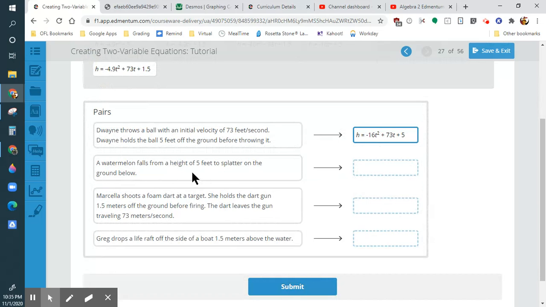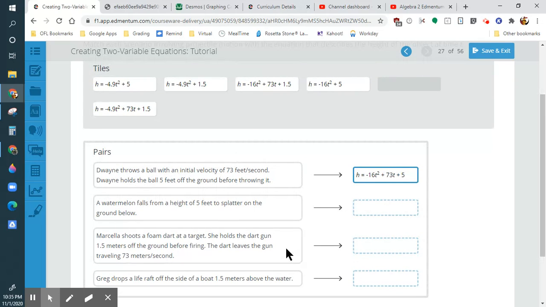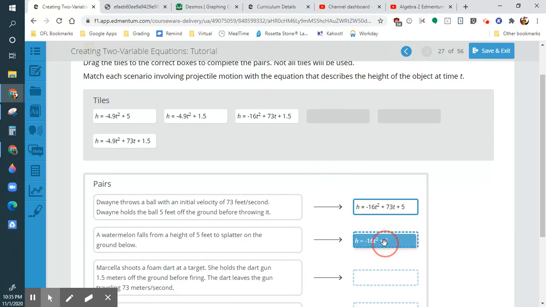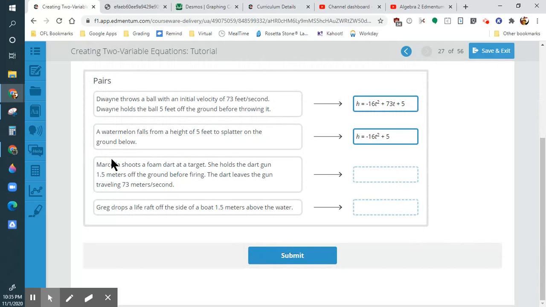A watermelon is thrown 5 feet. So there's no velocity. There's no B. It's not being thrown up. It's just dropped, it looks like. So it's just being dropped from 5 feet. So we're dealing with this one. It has an initial height, but no initial velocity.